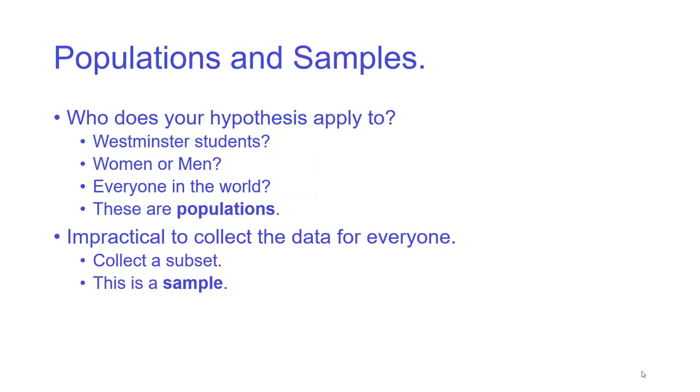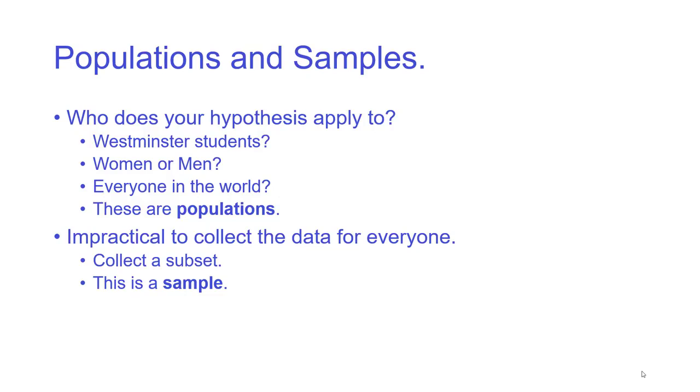Now, the population is the complete set of individuals that your hypothesis could apply to. So when I was collecting the data from you as students, am I collecting data which is representative of all Westminster students? Is it representative of men and women? Is it representative of everyone in the world? Because those are potential populations it could apply to. But the way you collect your data defines your population.